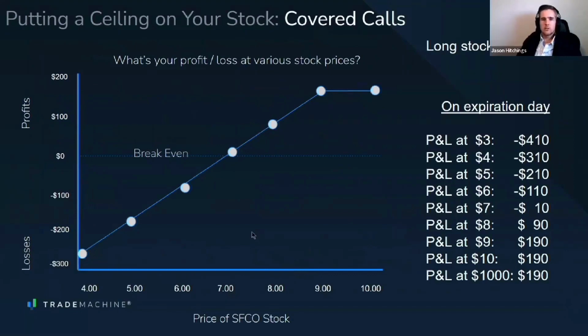So that's what this picture looks like in terms of the profit and loss for selling this 9 call. You're going to make some extra money on the stock as it goes up. You're going to make the $40 on the call, and your profits are capped at 9. But you're going to keep losing money all the way down to 0.